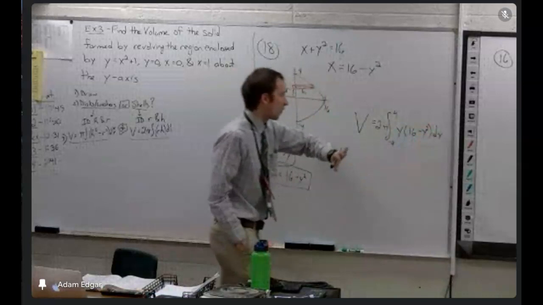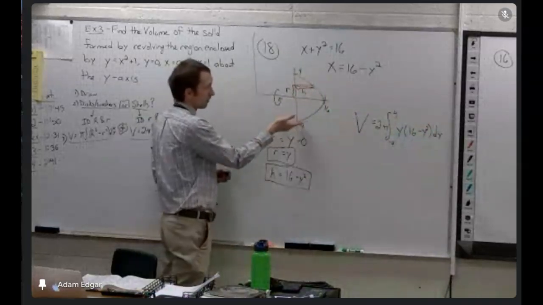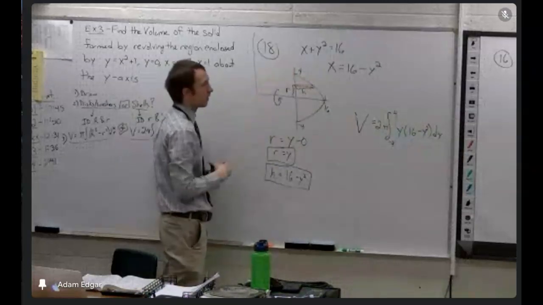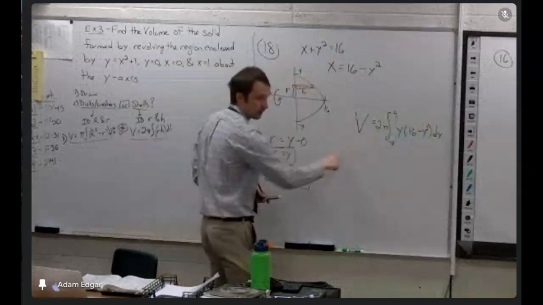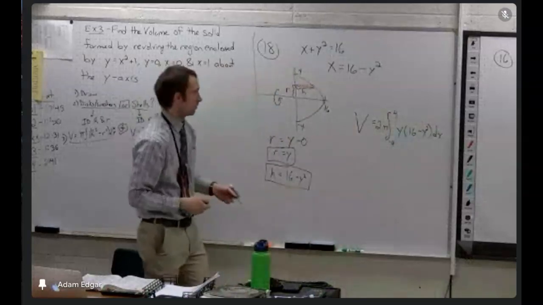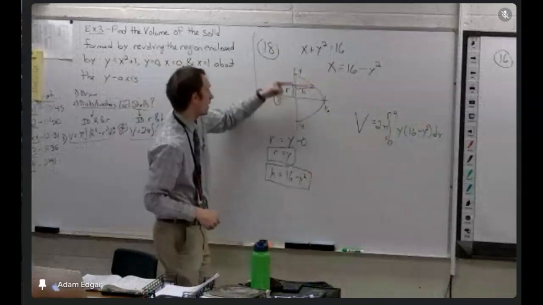That would be a reasonable thing to write down because you have this whole area from negative 4 up to positive 4. But in reality, we don't want to go all the way down to negative 4. We only want to go down to 0. And the reason for that is because we're rotating about the x-axis.